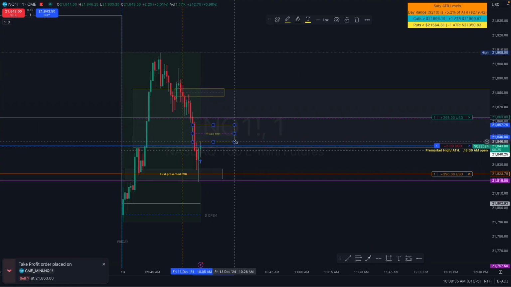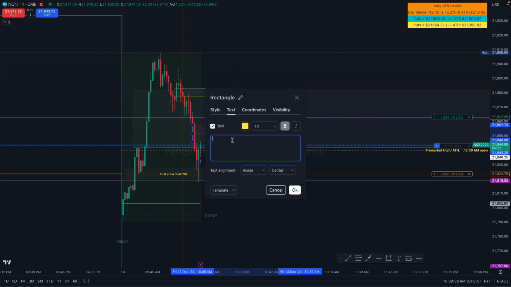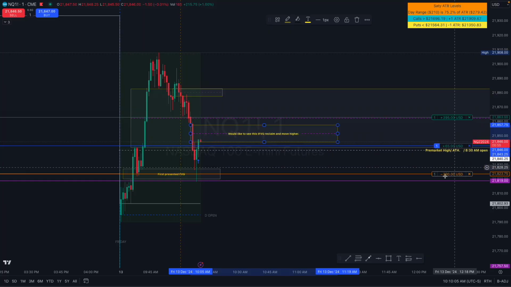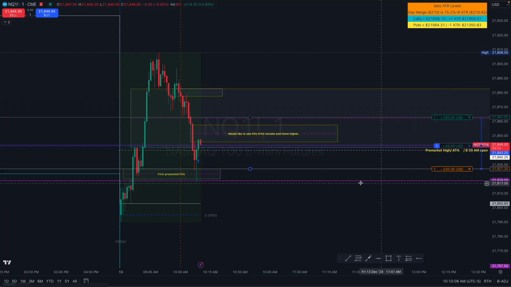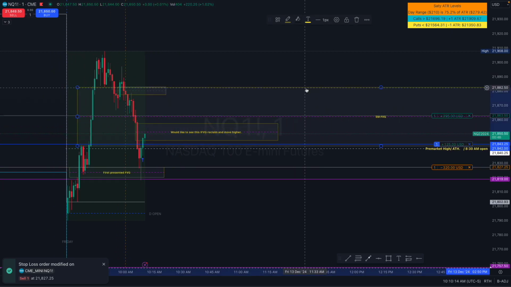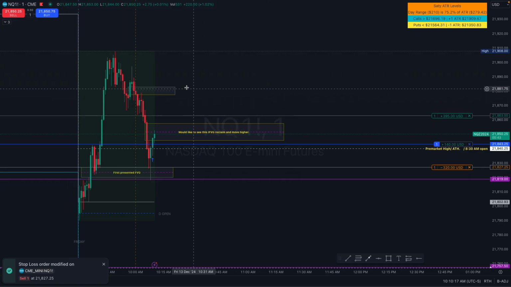There was also an imbalance, or an inverse FVG, presented on the 1 minute time frame. So I'm looking for the next candle to reclaim this IFVG. You can see I'm moving my stop higher here so that I manage my risk whenever the price is moving higher from my entry.